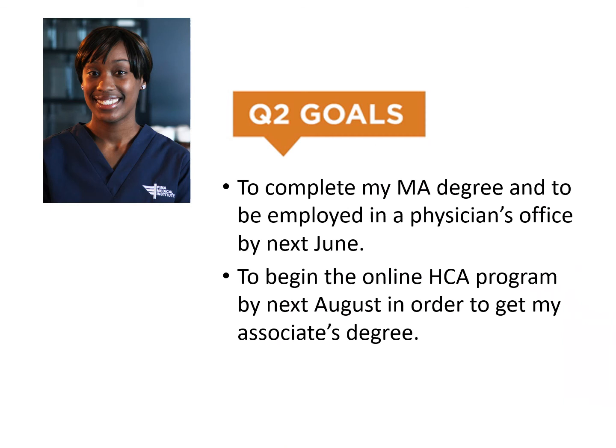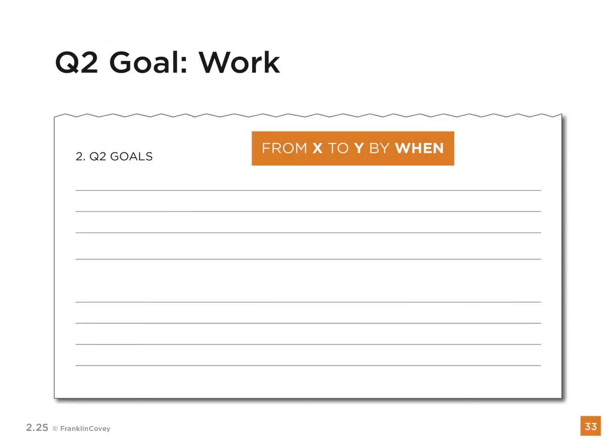So Sasha's goals were to complete her MA degree and to be employed in a physician's office by next June. Specific and measurable. She's given herself a timeline and a specific goal to complete those. And to begin her online program by next August to get her associates. So this is the second half of your homework, your goal. From X to Y by when. And that's it. So now you have everything you need to go ahead and complete your homework assignment.